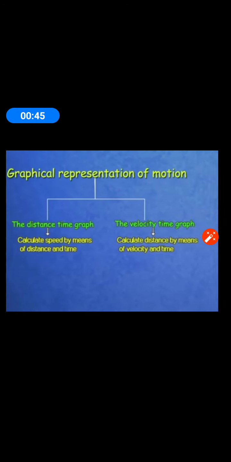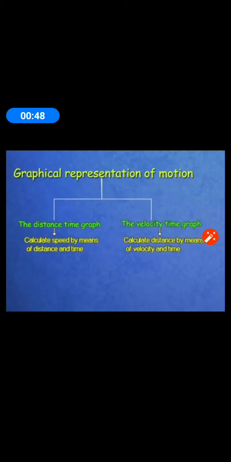Okay. In graphical representation of motion, we will study two types of graph. It is basically the distance time graph and the velocity time graph. What is distance time graph? You can clearly see over here. Distance time graph is a graph which is used to calculate the speed of an object by means of distance and time. Means a graph is plotted on two axes. On the y-axis, distance is plotted, and on the x-axis, time is plotted. And from that graph, speed is calculated.